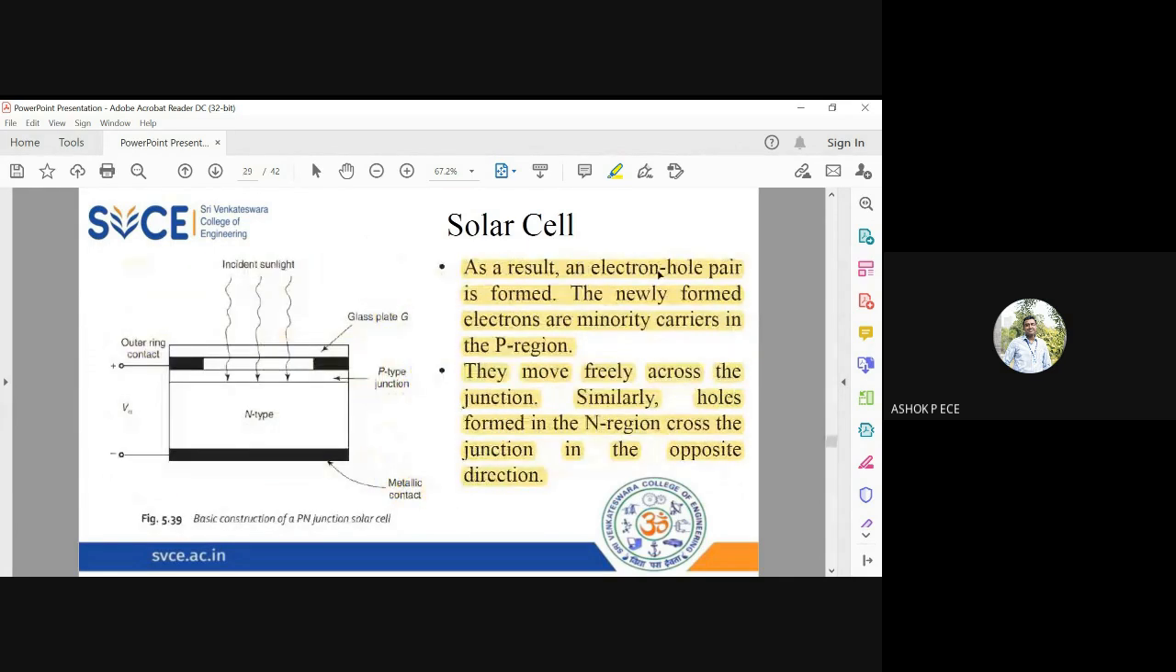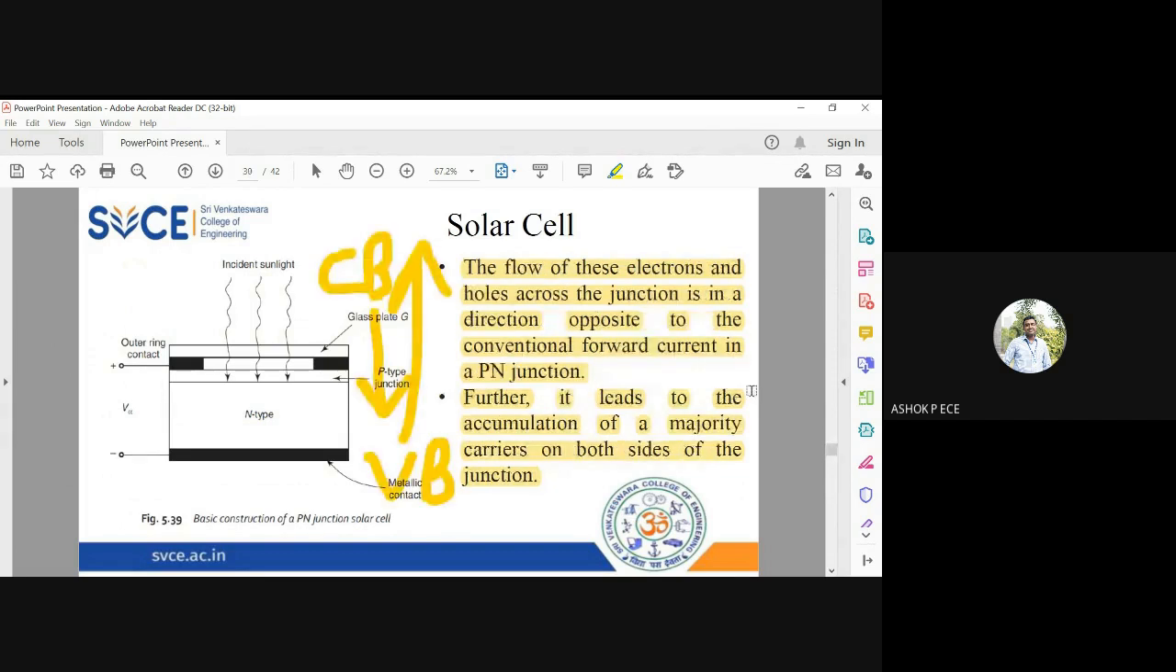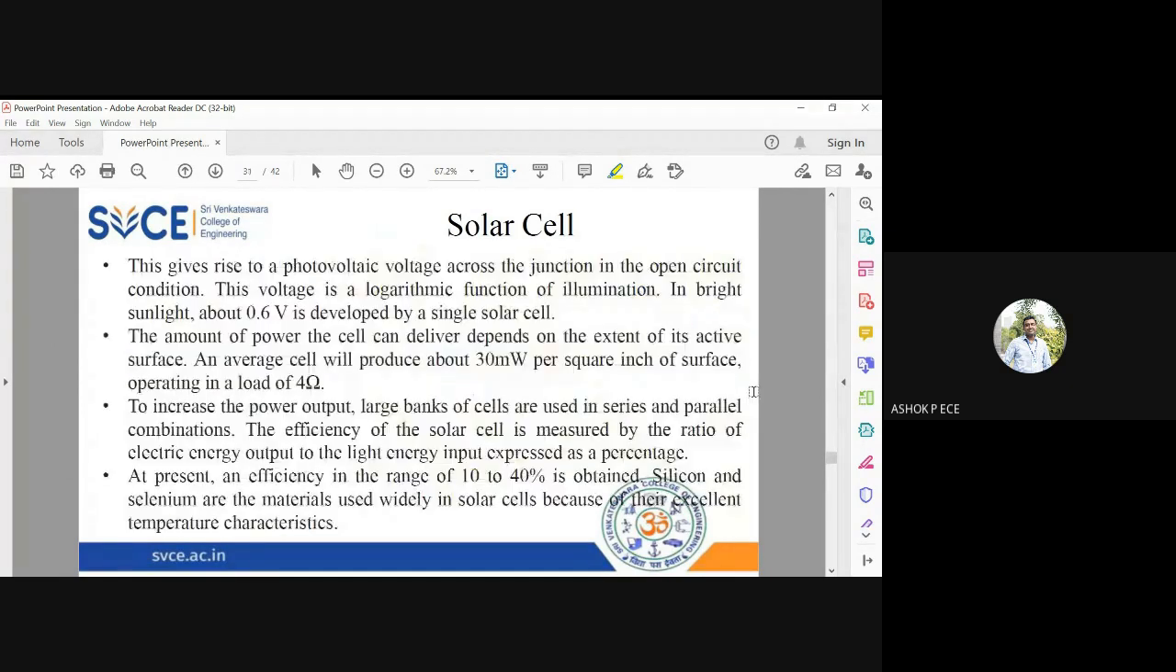So the newly formed electrons are minority carriers in the P region, so they freely move across the junction. Similarly, in the N region, you have holes formed, and electrons and holes move in opposite directions to produce the total amount of current. So this gives rise to a photovoltaic voltage across the junction.